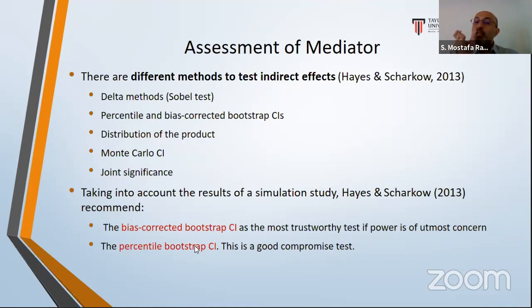Actually, AB is a non-parametric term. So for this non-parametric term, we have to apply a non-parametric method. And these two methods are the best for assessment of the significance of this term, AB, or indirect effect. So for assessment of a mediator, the best approach is assessment of the indirect effect using bootstrapping, either bias corrected or percentile bootstrapping confidence interval, right?